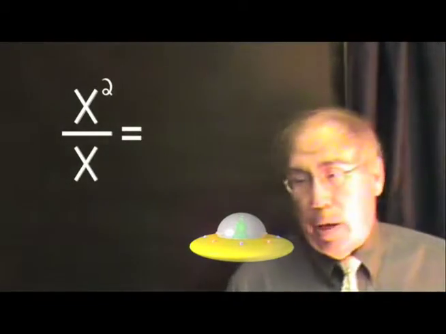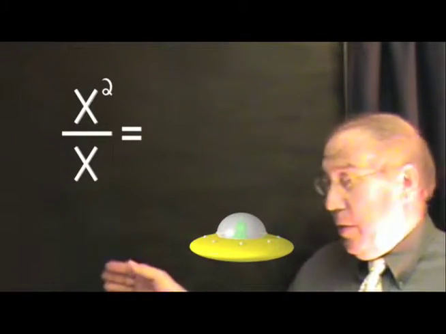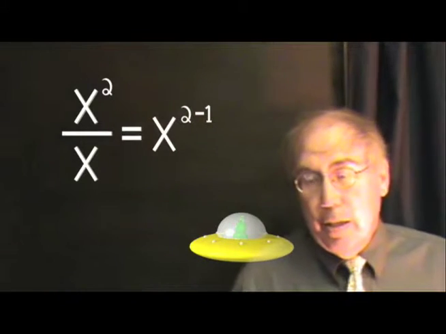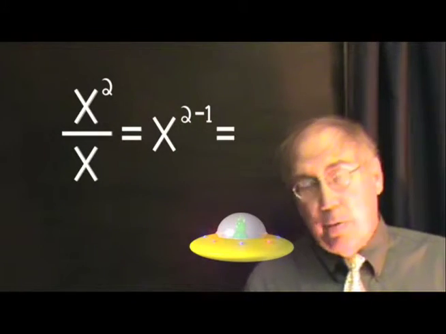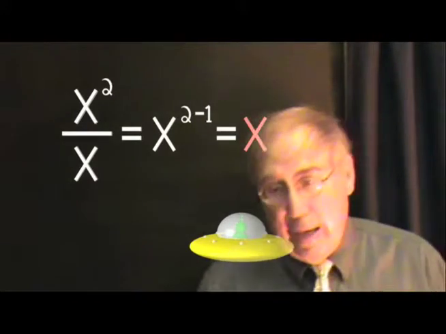Here's a simple problem here. x into x squared. Think of the x as having a 1 as exponent, but it's not shown. So we can use our subtraction rule and subtract the 1 from the 2, and we'd get x.